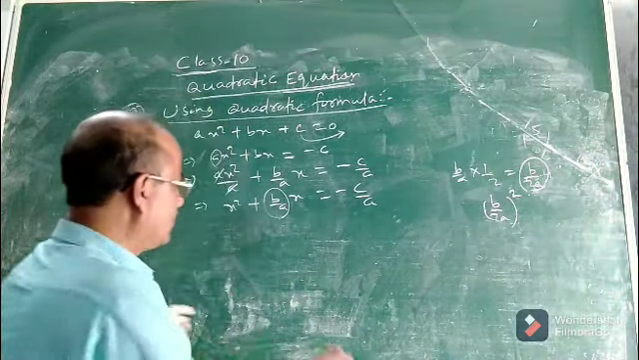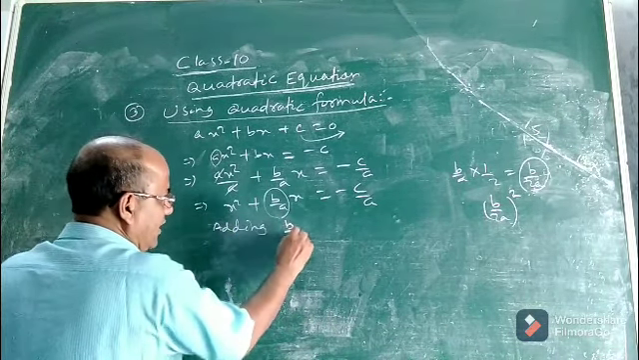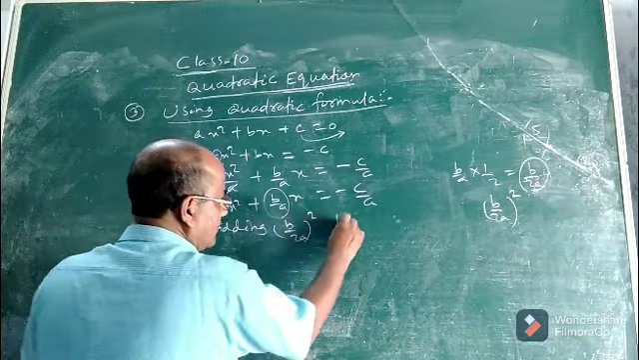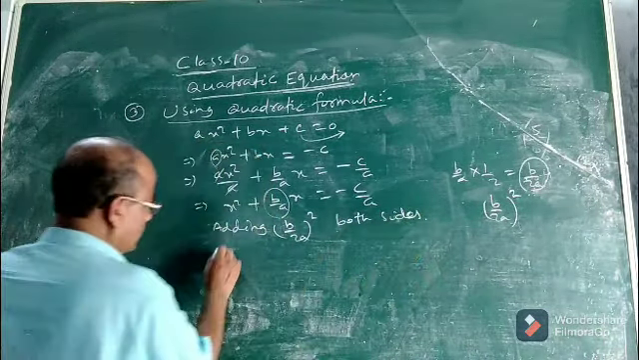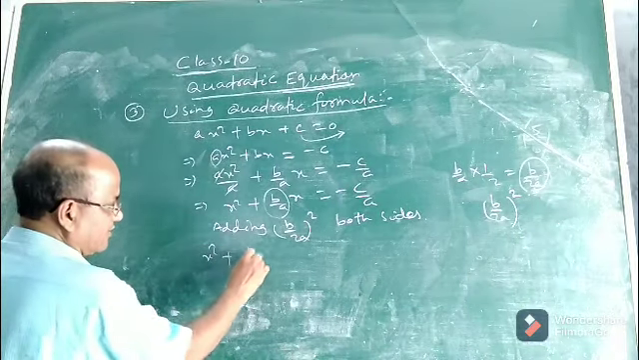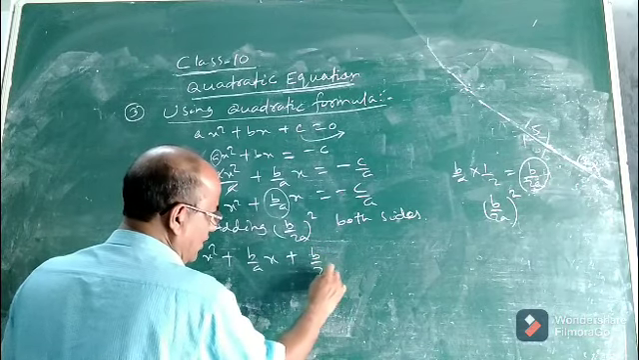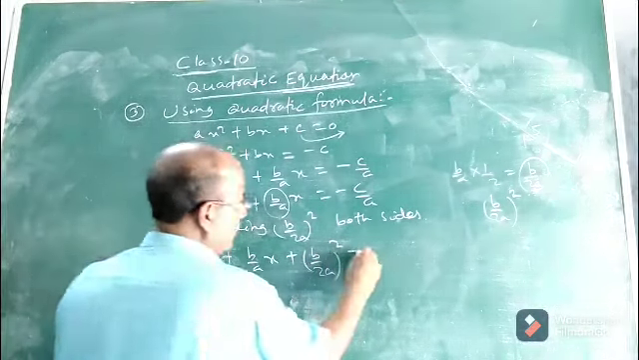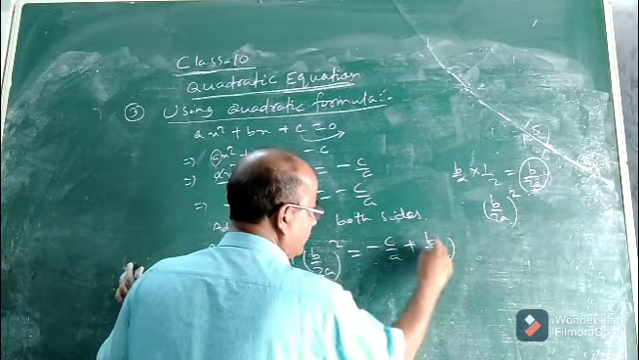Let us see how. So, adding b by 2a whole square to both sides, what will we get? Let us see. It will be x square plus b by a x plus b by 2a whole square equal to minus c by a plus b by 2a whole square.